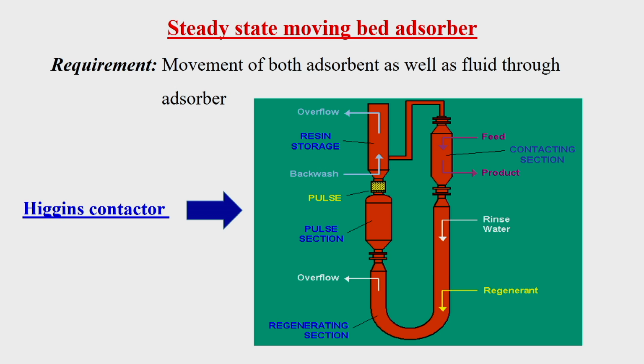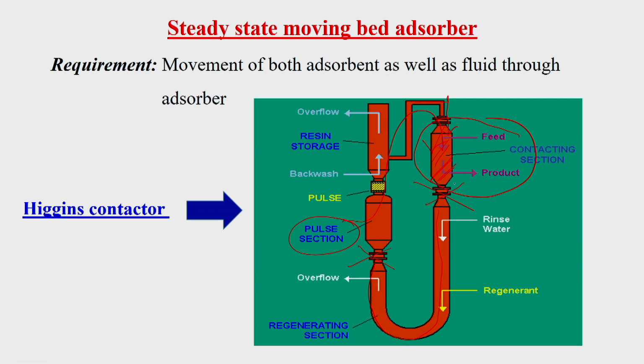So, somewhere it will be adsorbing, and at the same time another part will be regenerating. Like this, suppose this is the contacting part. The adsorbents are placed here and we are feeding the feed from the top. Then in this zone adsorption is taking place, and this valve will remain closed. The bottom part is the regeneration zone. Here also, this valve will remain closed. So, this pulse section will be used for the adsorption process to be held here.